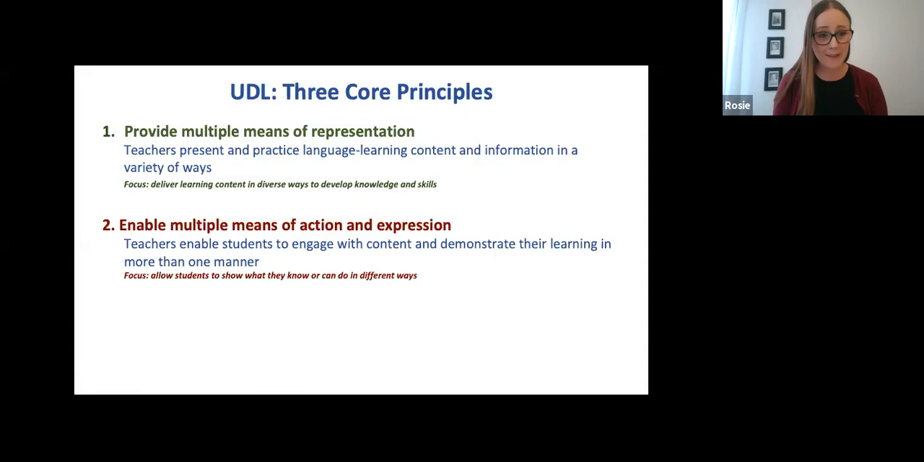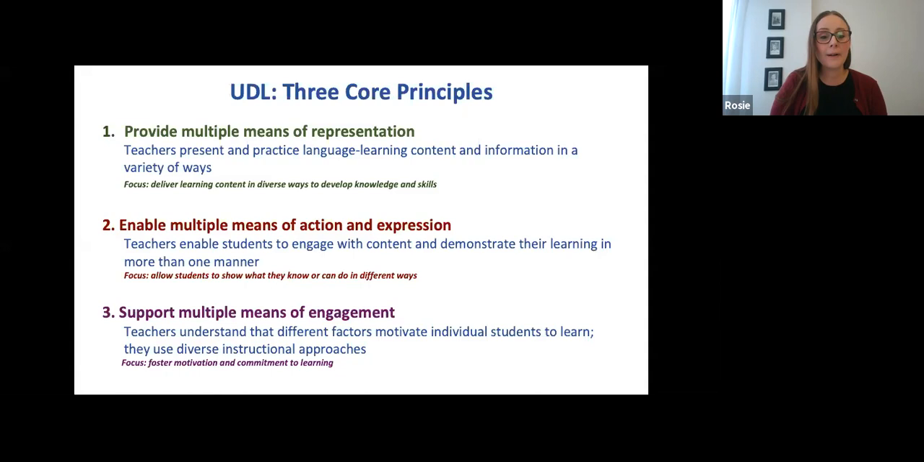Number three is support multiple means of engagement, which this ties back into motivation, which is why we're here today, right? So we know that our students have to have many different ways to motivate them. So we need to think about how we can get them motivated, how we can get them to buy into their education, right? Or have a say to build student autonomy. And what do I mean by student autonomy? So that they can understand their learning and demonstrate their learning and also explain how they're learning. So we need to think about how we can motivate our students to learn and think about how we can scaffold or design our classrooms differently so that the teacher's just not front and center, because we need to foster motivation and commitment to learning in our classrooms. Are these clear so far?